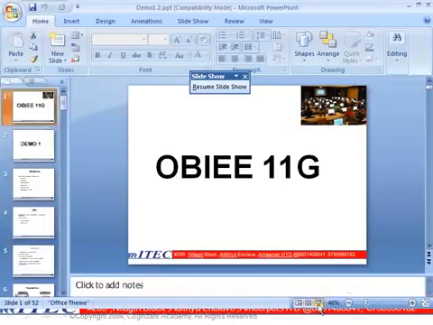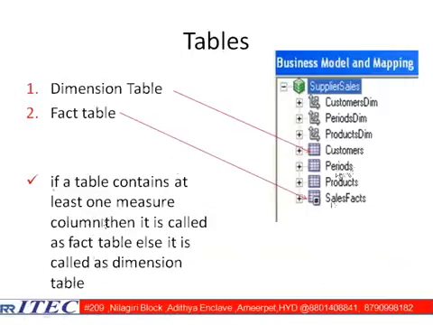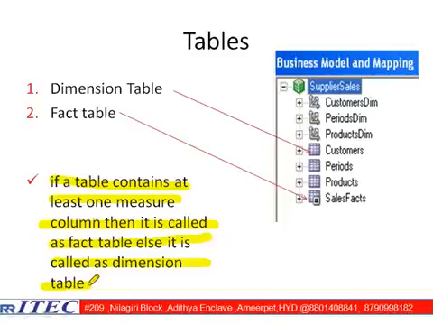In simple words, I am giving one definition. If a table contains at least one measure column, then it is called a fact table. Else it is called a dimension table. Any table which has no measure column is a dimension table. A table that contains at least one measure column is a fact table. That is the simple definition. Now, by this time, you understand identifying the dimension tables and fact tables, yes or no, sir? And what you mean by key column, string column, and measure column.